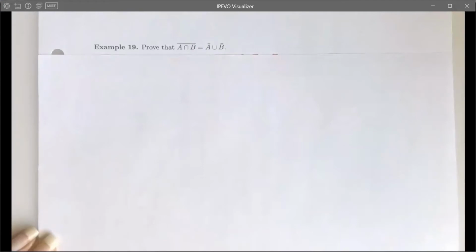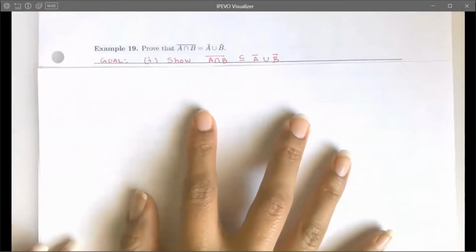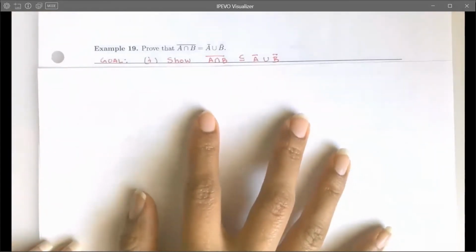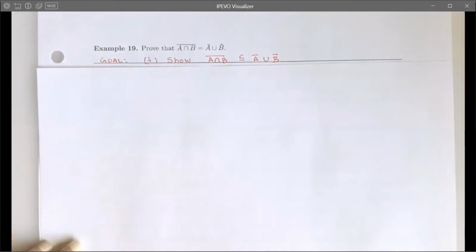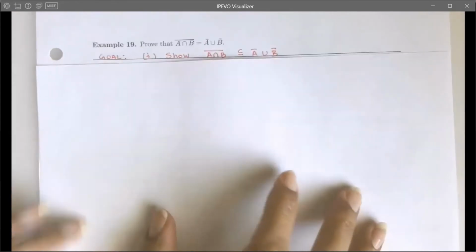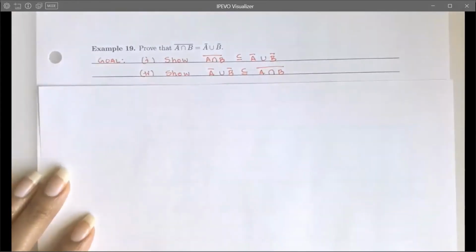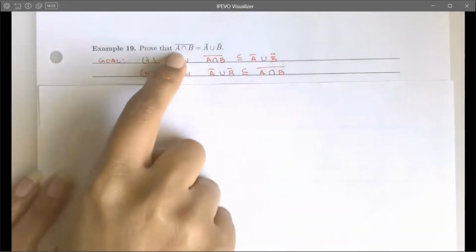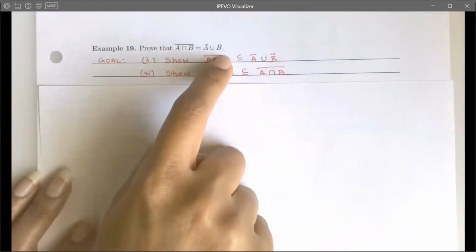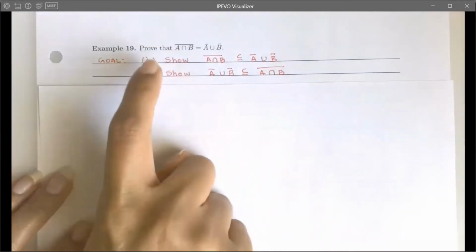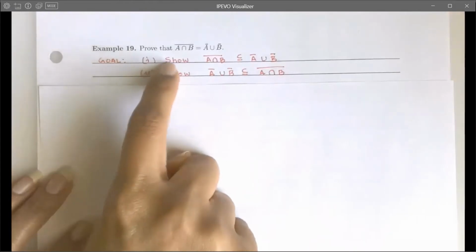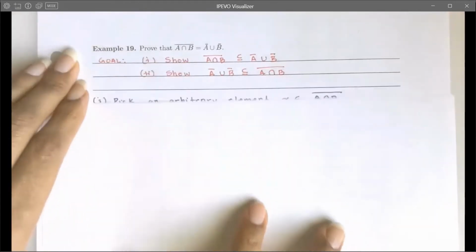I want to include one more example that illustrates this method of proving that two sets are equal. So example 19 is actually showing us to prove that the complement of the intersection is the same as the union of the complements. And so in order to show that, we're going to have that same type of goal that we had in example 18, meaning we want to show that the left-hand side is a subset of the right-hand side and vice versa. And so I'm going to start by showing that this first statement is true.